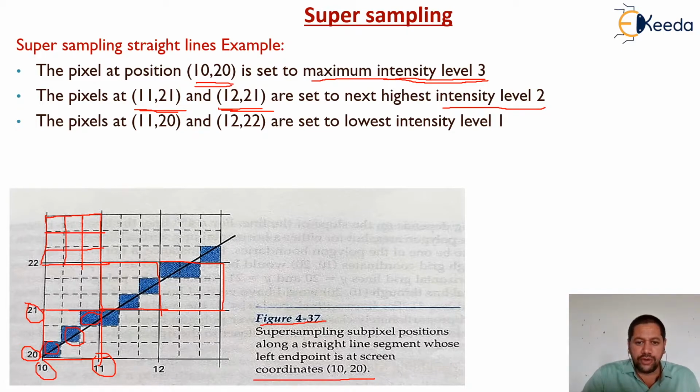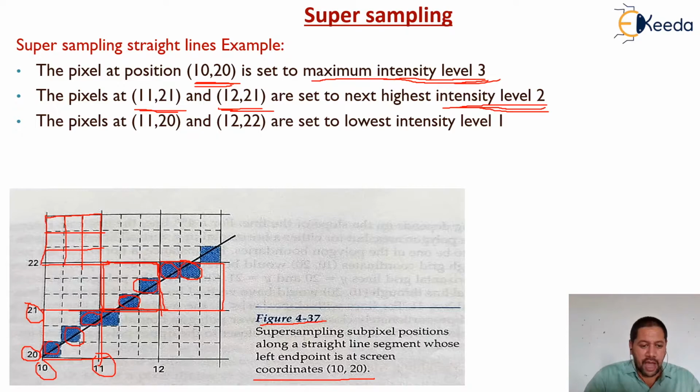So 10, 20 is set at level 3, and these two are set at intensity level 2. Why 2? Because inside this pixel there are 2 subpixels which cover the path of the line. This is my original pixel, and out of that, this is subpixel number 1 and this is subpixel number 2. If I talk about this other pixel, again there are 2 subpixels, so 2 subpixels cover the path of the line and it is set at intensity level 2.